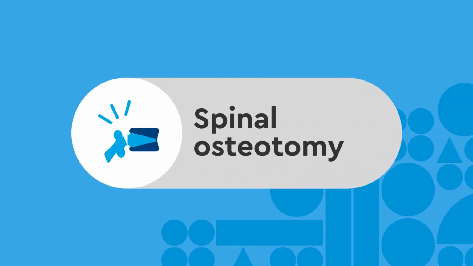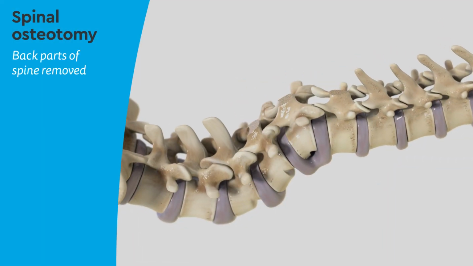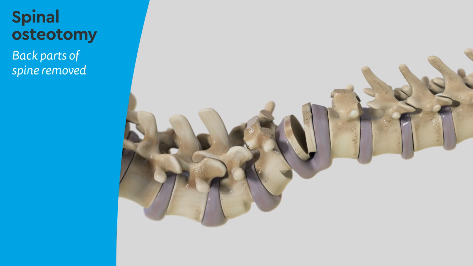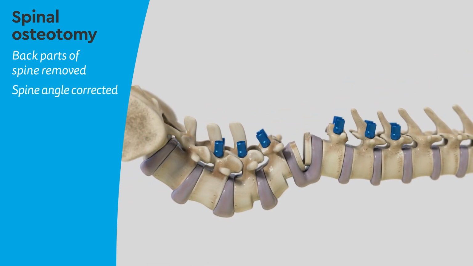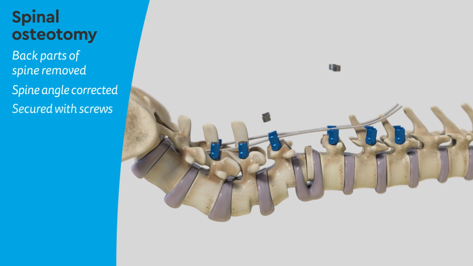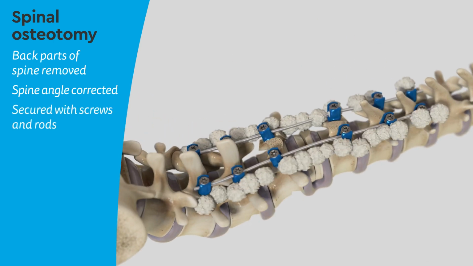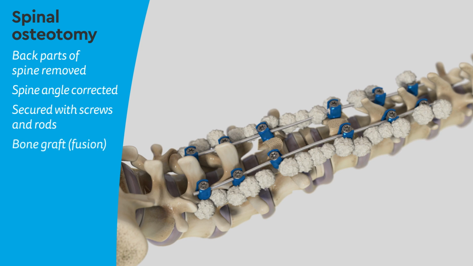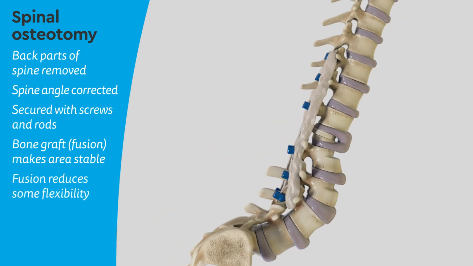Kyphosis can be corrected through a spinal osteotomy, where the back parts of the spine are removed and the spine is placed into a more correct angle. It is secured in place with screws and rods. Next, new pieces of bone, called bone graft, are placed over the hardware. This is called a fusion, which makes the area stable. A fusion reduces some of the spine's flexibility, but the areas that were not fused will still be able to move.